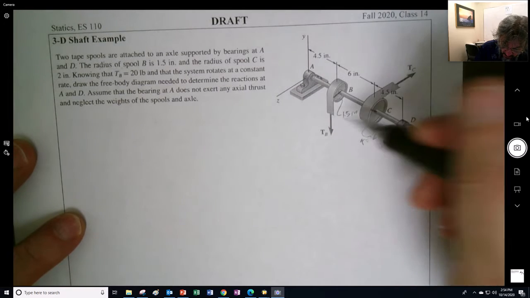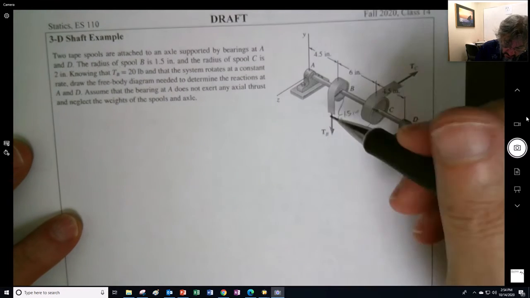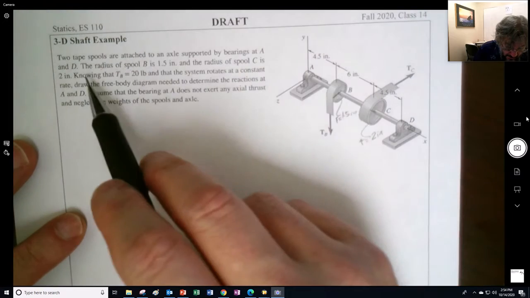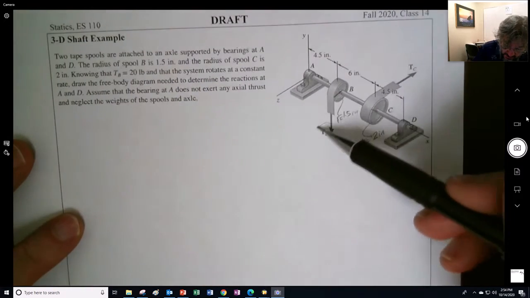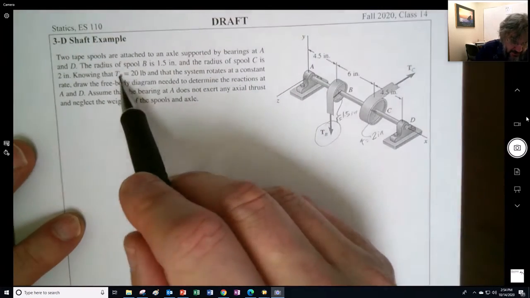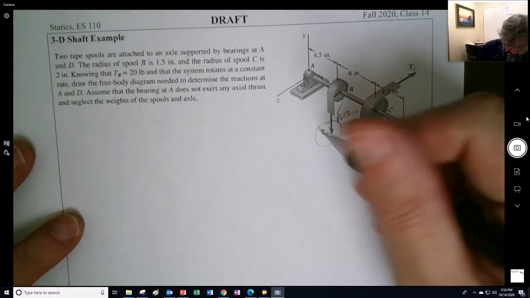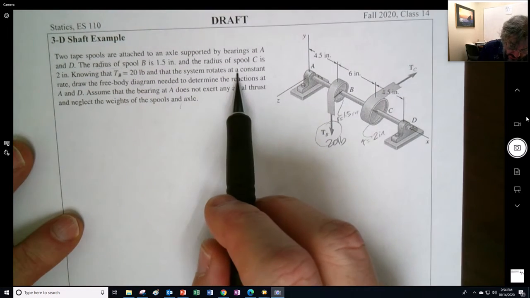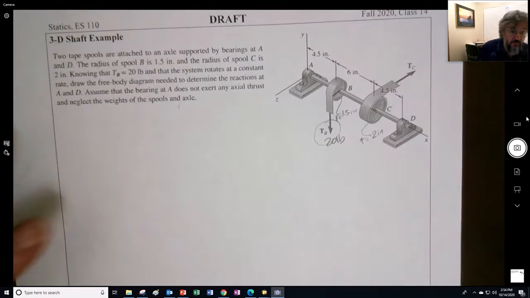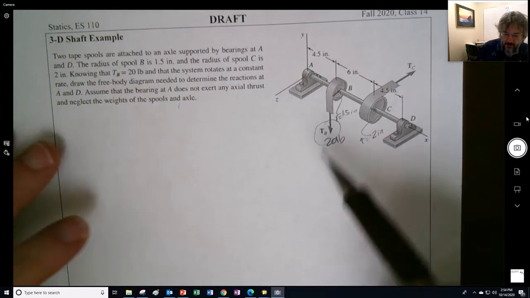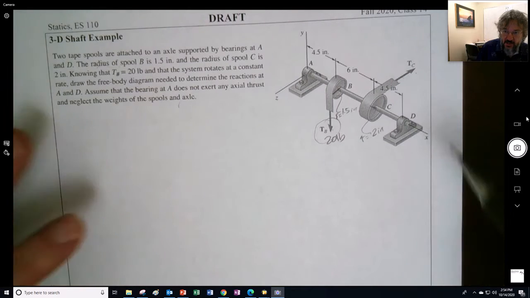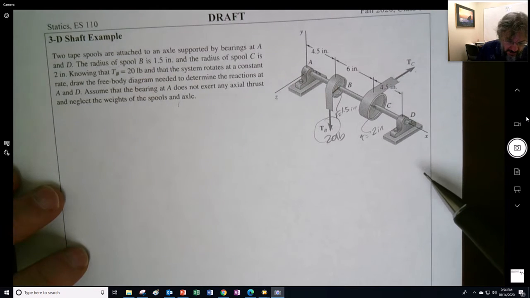Maybe we'll look at R right here, just to make sure we know what we're talking about. And knowing that there's a force right here, and I don't like that they use T, is 20 pounds. And that the system rotates at a constant rate. Okay, that's important. If it was accelerating, then these forces might not balance out. But if it's at a constant rate, that means it's in equilibrium. Therefore, it's a statics problem, not a dynamics problem.